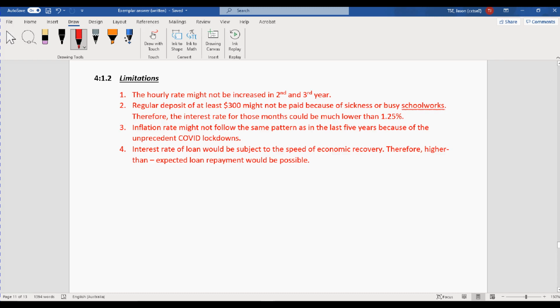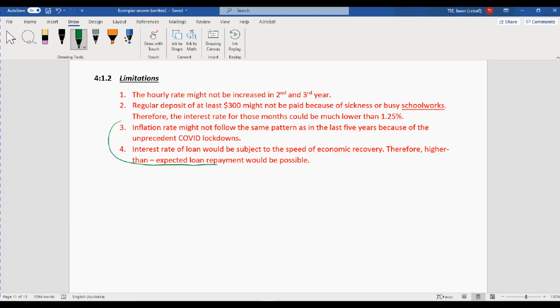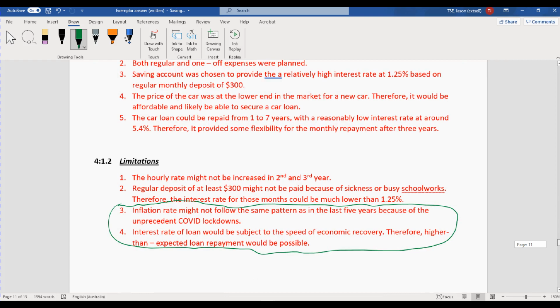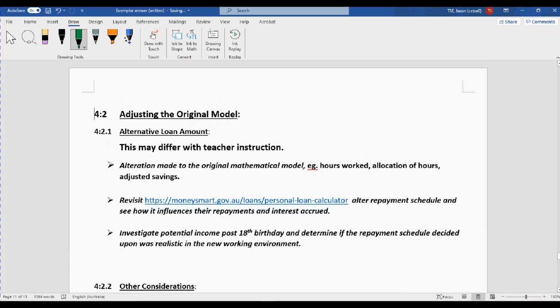Okay, so I'm going to focus on the number 3 and number 4. That's what I'm going to do. I try to do something in an alternative way for our limitations 3 and 4. Okay, so how about the inflation rate? We understand inflation rate might not follow the same pattern as in the last 5 years because of unprecedented COVID lockdowns. Okay, how could we address that?